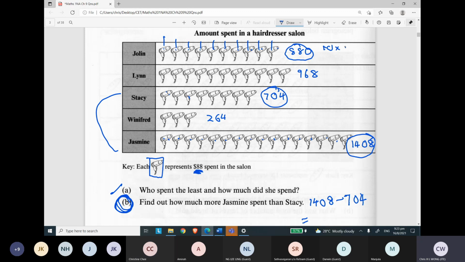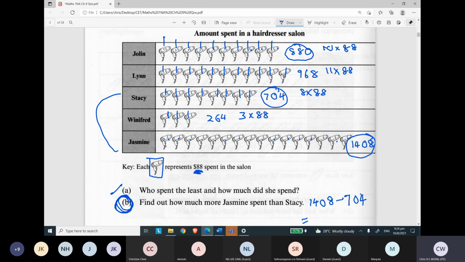10 times 88. So you give me the second one, Christine. How do I get 968? 1, 2, 3, 4, 5, 6, 7, 8, 9, 10, 11, right? So I take 11 times 88. Very good. Next one. 1, 2, 3, 4, 5, 6, 7, 8. 8 times 88. Yeah, now you know. This one, 3 times 88. Yeah, correct.